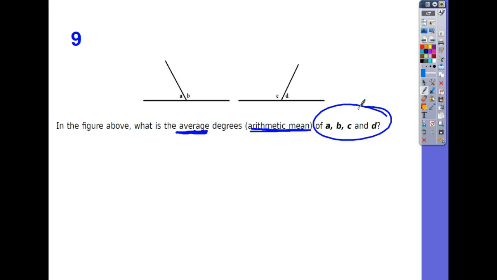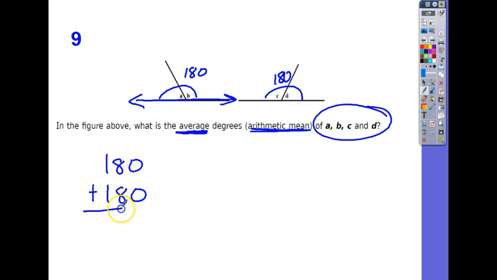But from geometry, do you remember the degrees for a straight line? These 2 angles have to add up to be 180. And these 2 angles have to add up to be 180. So what's 180 plus another 180? And what's 360 divided by 4?